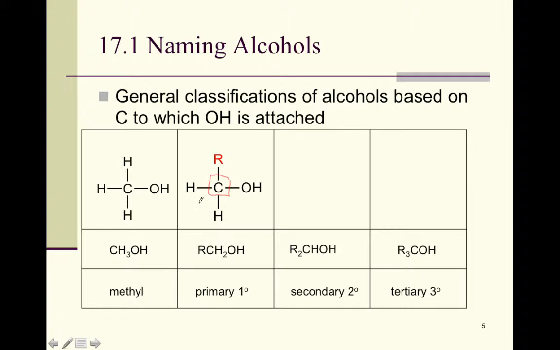Notice it only has one R group in this example, so this would be classified as a primary alcohol. Now you don't have to explicitly show your hydrogens, and usually we don't. Usually we show the condensed structural formula. So that's what I have below here. I have the condensed structural formula for a primary alcohol.